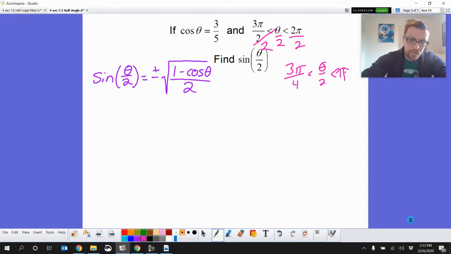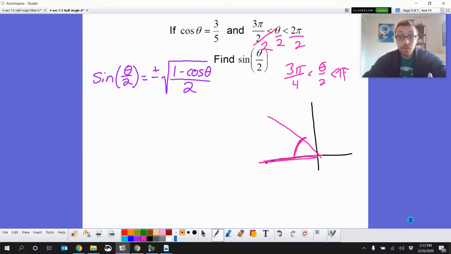So if I made my little graph real quick, and I'm only going to have to make this one, I think. So here's 3 pi over 4, and then here is pi. So our theta over 2 is chilling in there, which is another place where sine is positive. So again, we're not going to use the negative case. We're going to use the positive case for this thing.